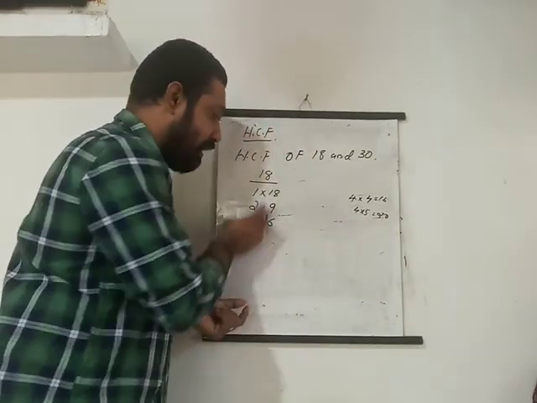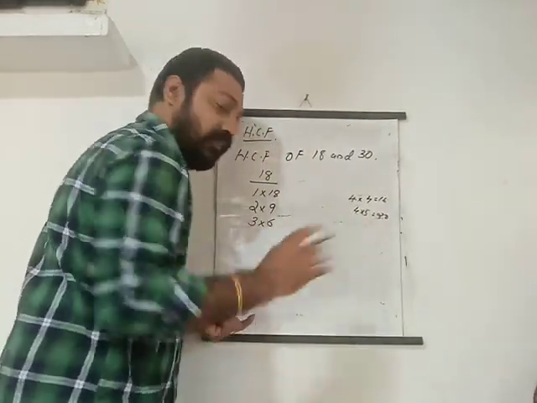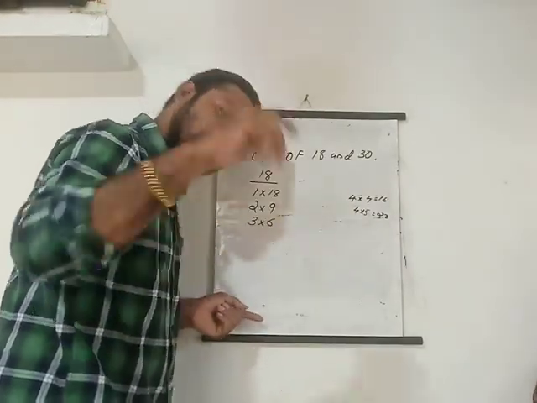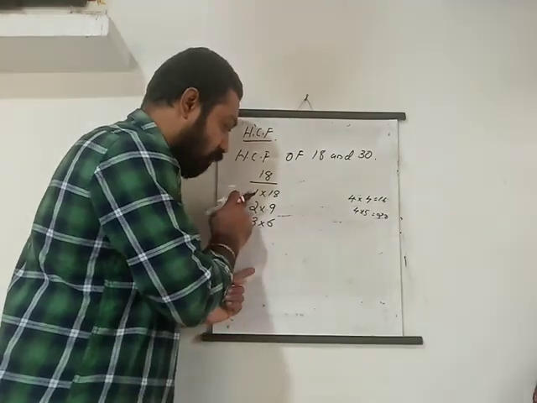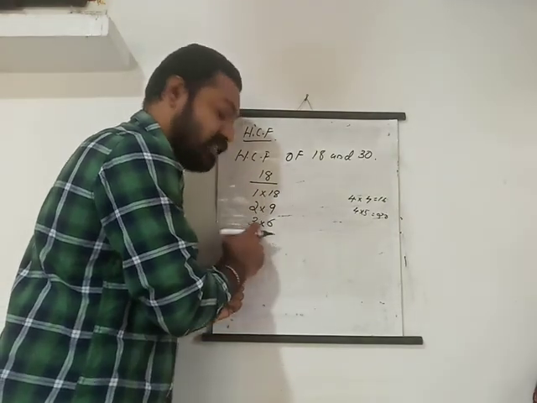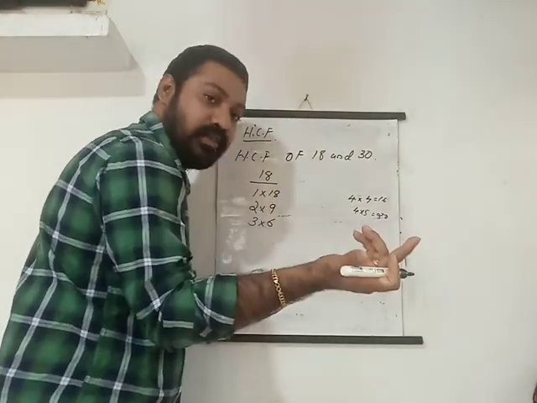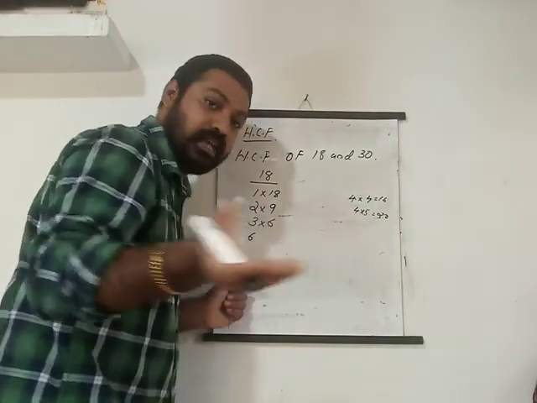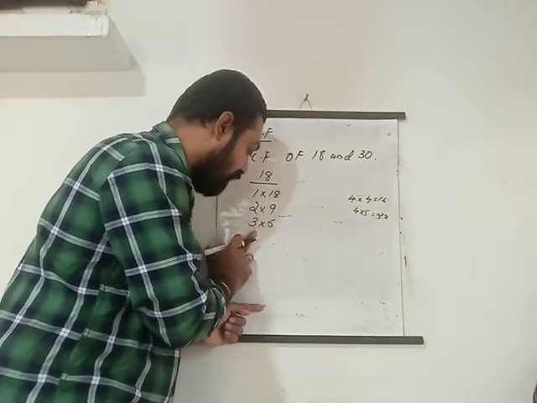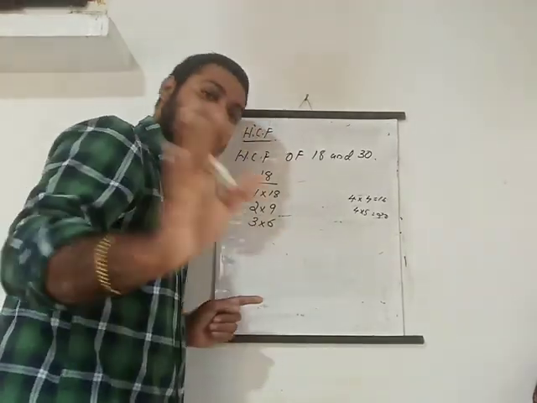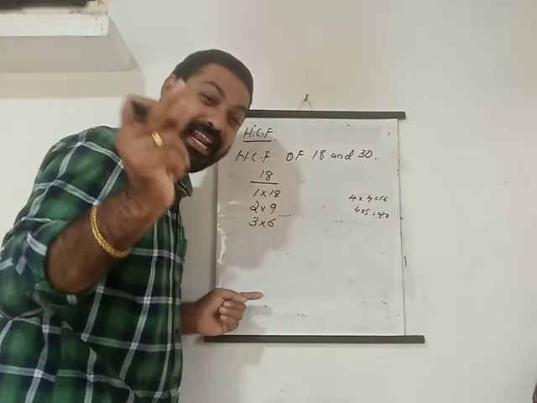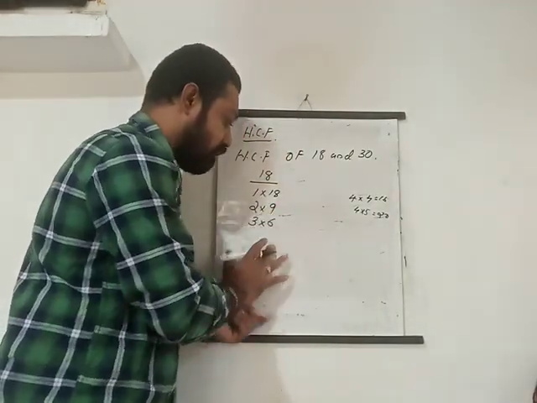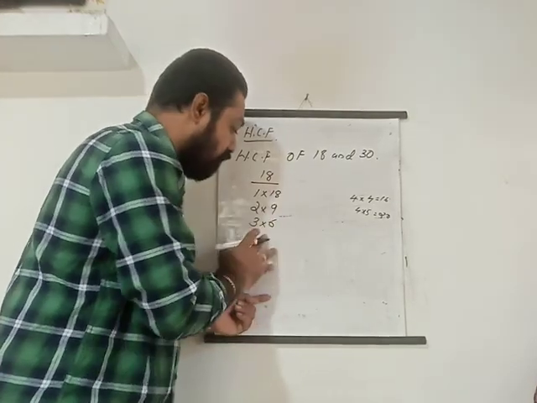So we cannot write 18 as a multiple of 4. Then take 5. 18 is not in the table of 5 either. Then the next one is 6. I wrote 1 into 18, 2 into 9, 3 into 6. 4 and 5 are not there. The next one is 6, but we already wrote 6 here. Then you have to stop, because if repetition comes in any number, we don't need to write further. It's already over. So we can write the factors of 18 this way.